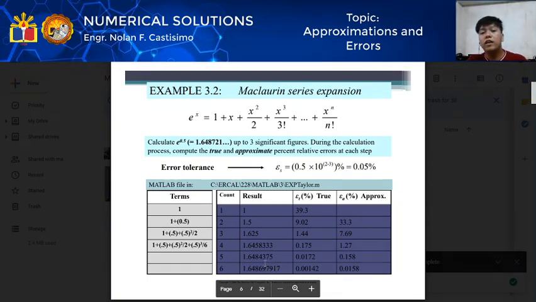Okay? So, nag-stop lang siya. Nag-stop lang yung pagkuha ng result at pag-count noong nakuha na itong 1.648 and 1.648. So, pareho na siya, diba? So, nag-stop na siya dyan. Kasi, almost the same na siya dito sa true value natin. Okay? So, itong result, considered yan as the approximations natin. Okay? Yan yung mga approximations natin. Ngayon naman, isosolve na natin itong true percent relative error.